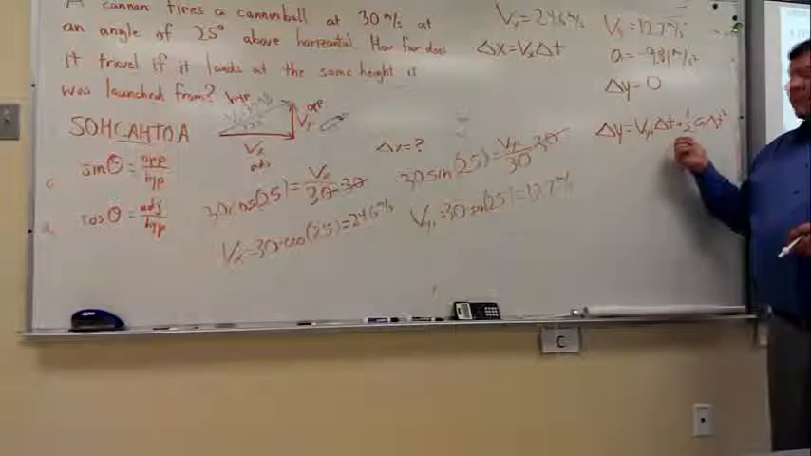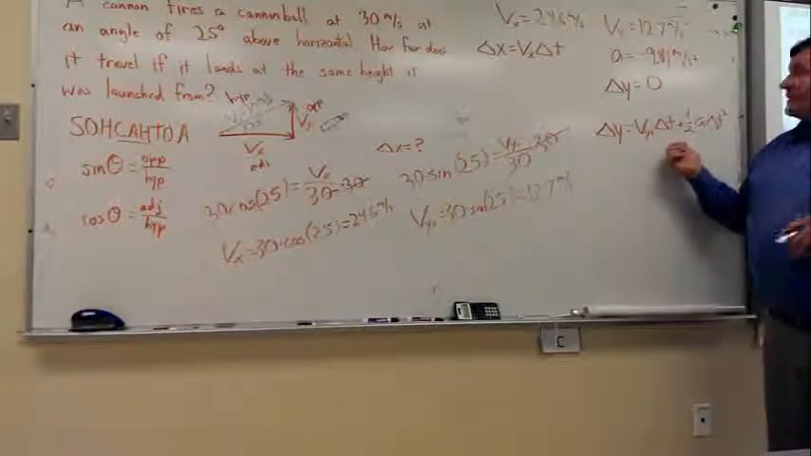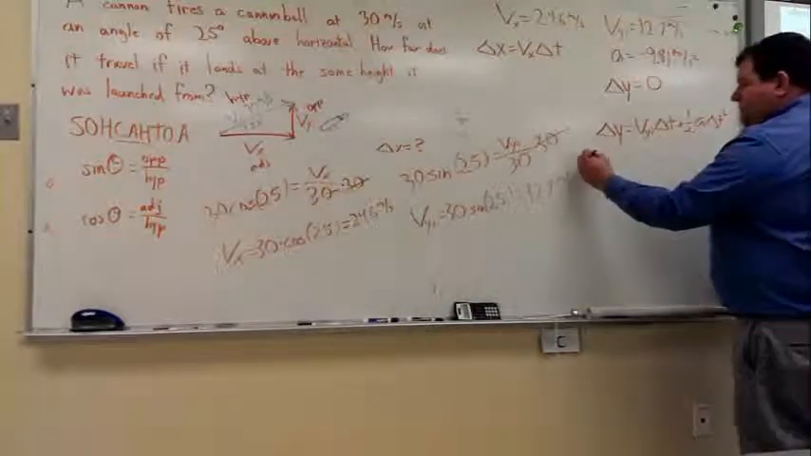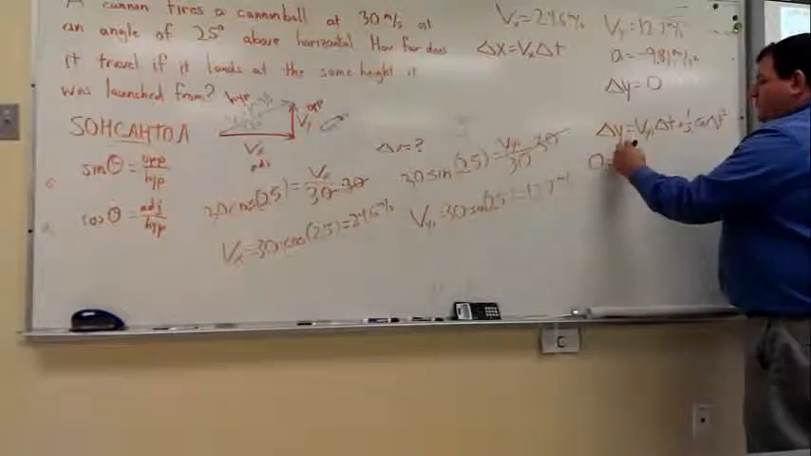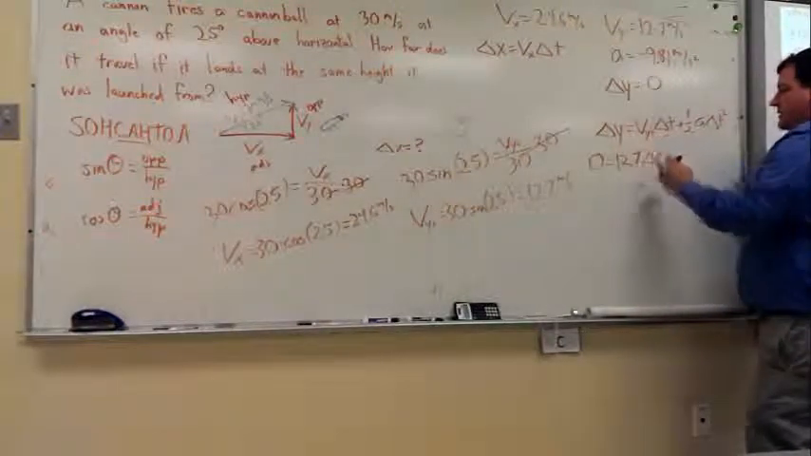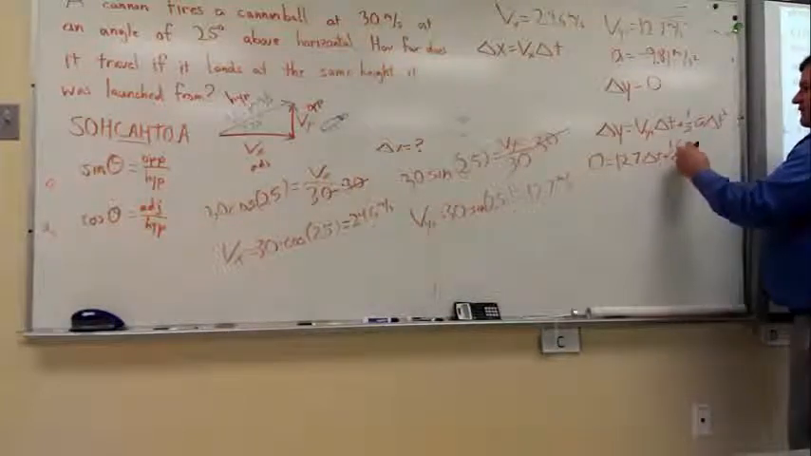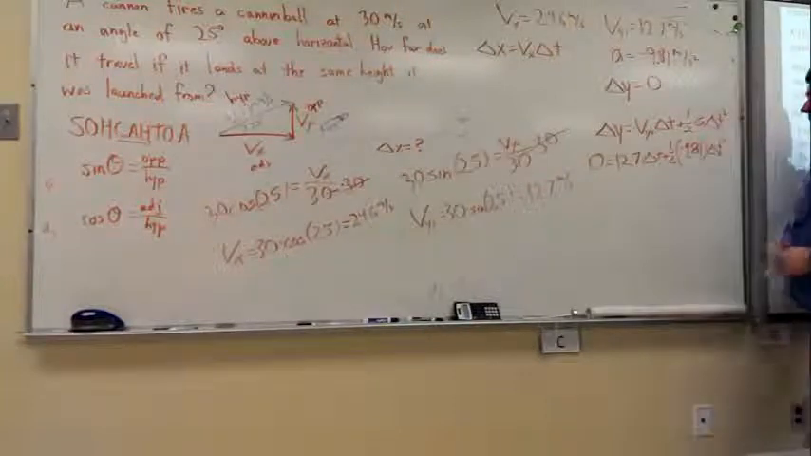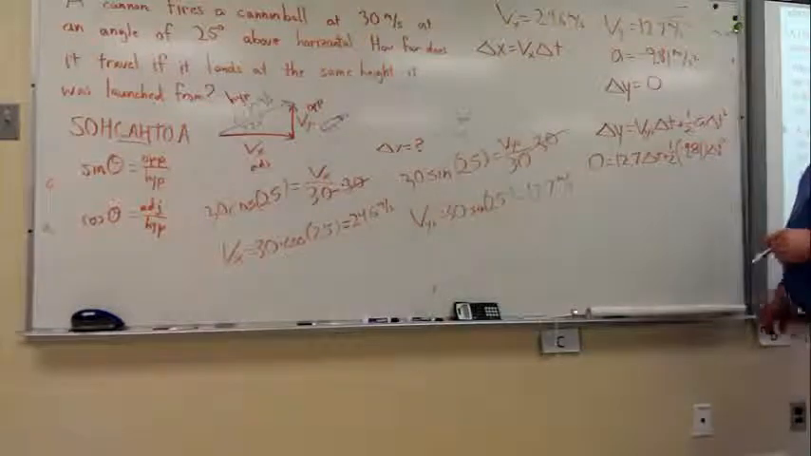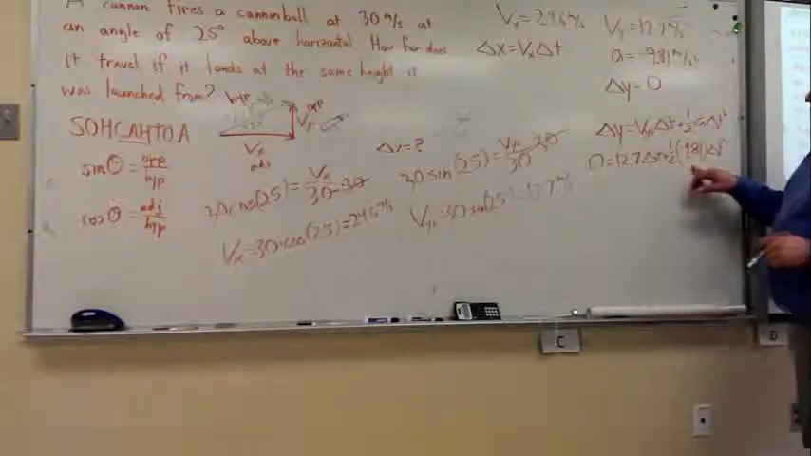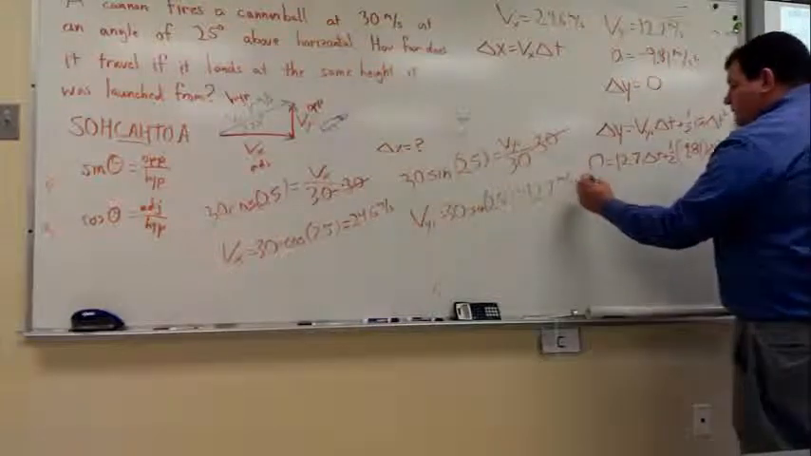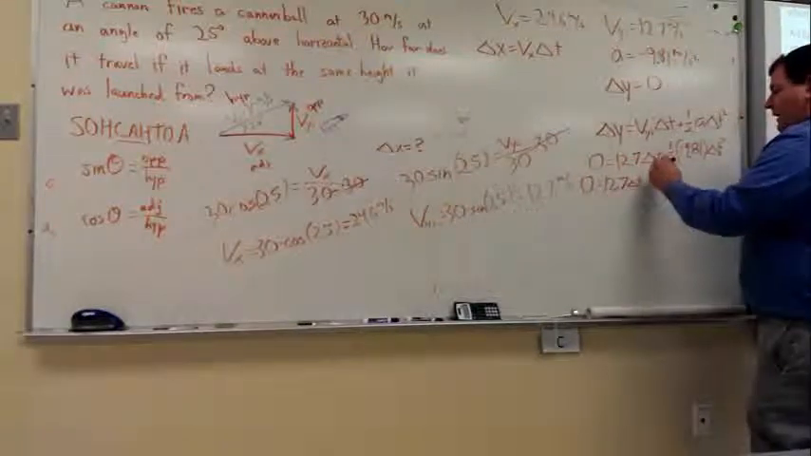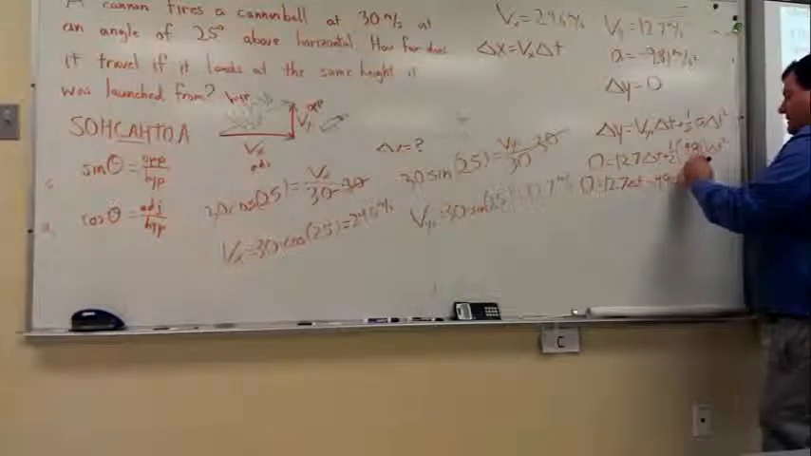The other day we tried a problem where this ended up with a quadratic equation. That will not be the case here because my delta y is 0. Delta y is 0, so 0 equals Vyi, 12.7, times delta t plus 1/2 times my acceleration, negative 9.81, delta t squared. All right, 1/2 times negative 9.81 is negative 4.905. So I get 0 equals 12.7 delta t minus 4.905 delta t squared.